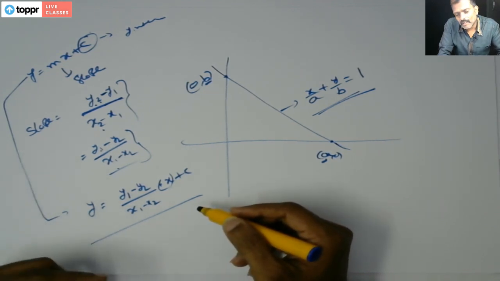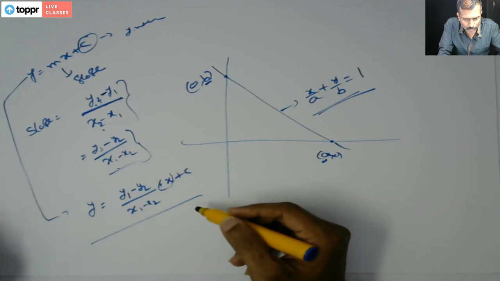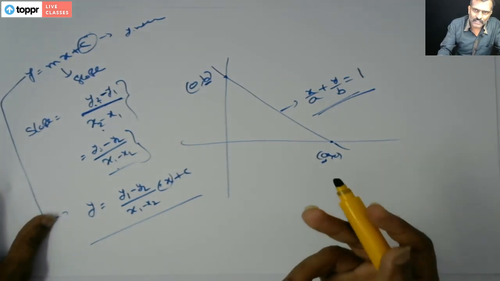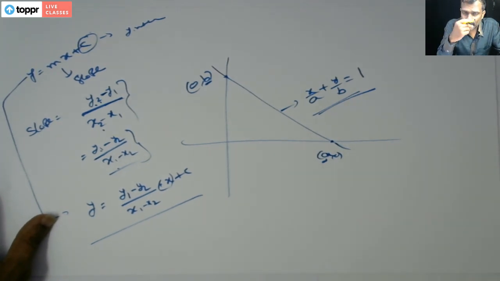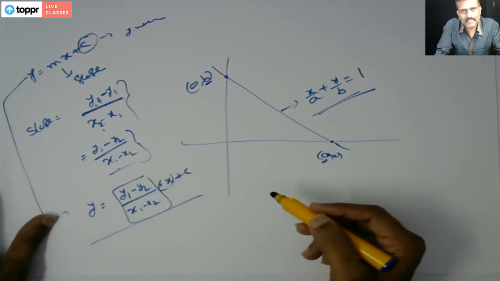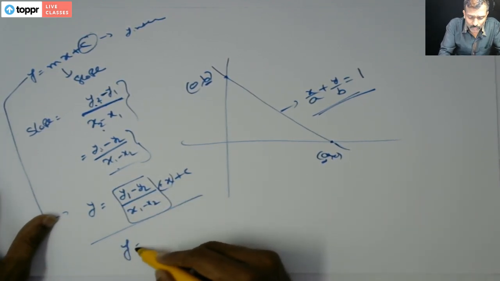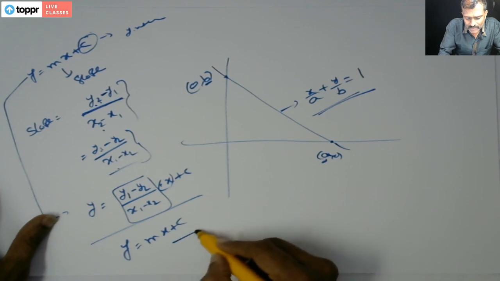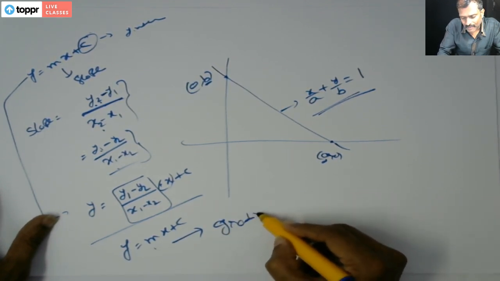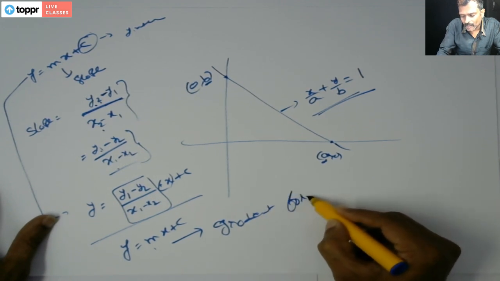If the slope is not given, then he'll give you 2 points, or maybe sometimes he'll say this is a point and the line is passing through the intersection of 2 other lines. Then you solve those 2 equations simultaneously, find the point, then find the slope and substitute here. So y is equal to mx plus c is called the gradient form of the line. Slope is also called the gradient.